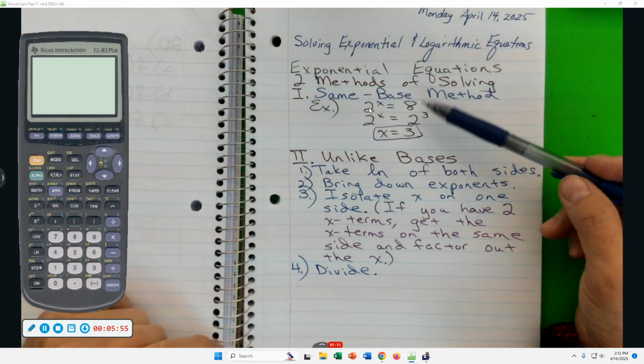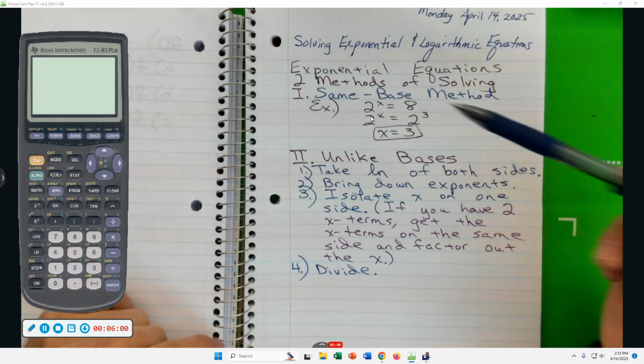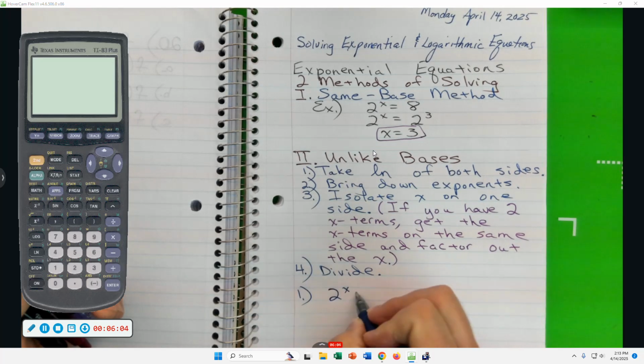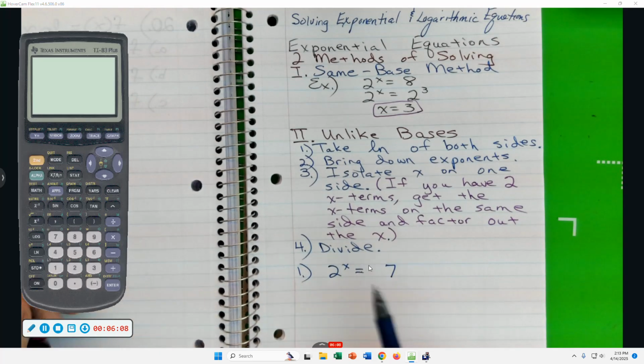So notice 2 to the x equals 8. We were able to get a common base of 2. But looking at this number 1, 2 to the x equals 7. Notice how I wrote the problem down. I left some space in front of both sides. 2 is a prime number, you can't change it. 7 is a prime number, you can't change that. So I think it's pretty easy to convince ourselves that we cannot get a common base.